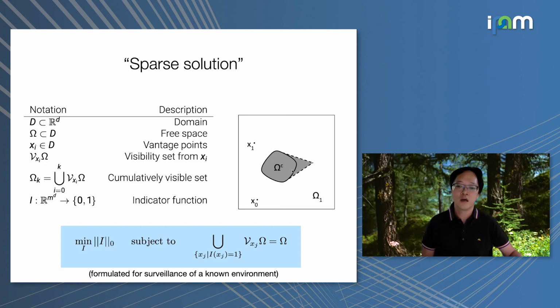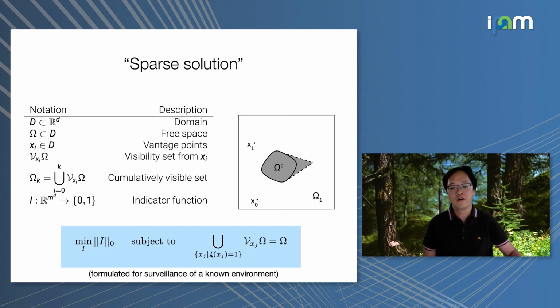So in other words, if you have a sufficient number of observations, then the set omega k would correspond to, will be identical to the obstacle set, to be the free space outside of the obstacle set. And that's the idea. But then we try to be a little bit more aggressive. We try to ask the question, what would be the minimal number of observations that is needed to make a complete observation of all the free space or all the obstacles inside this piece of domain D.